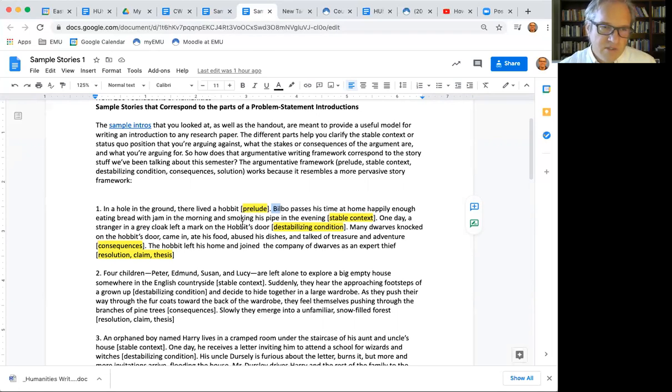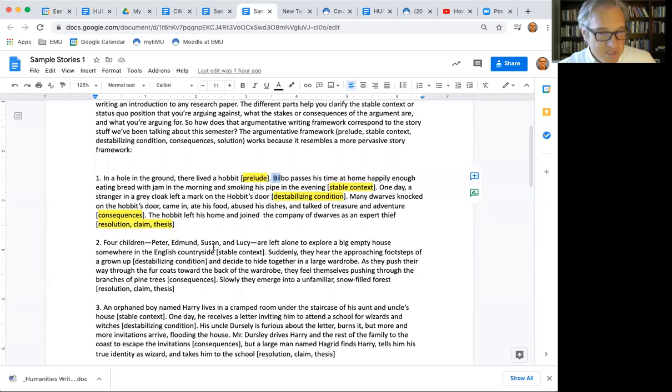One day, a stranger in a gray cloak left a mark on the hobbit's door. That is the destabilizing condition, the thing that upsets the stable context. Many dwarves knocked on the hobbit's door, came in, ate his food, abused his dishes, and talked of treasure and adventure. Consequences, good and bad. The hobbit left his home and joined the company of dwarves as an expert thief. Okay, that's the resolution of this problem of the dwarves' arrival and uncertainty about whether he should stay at home or not.